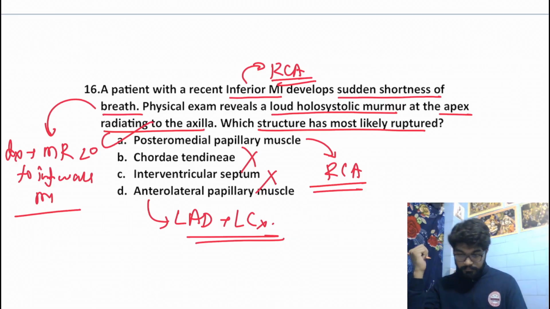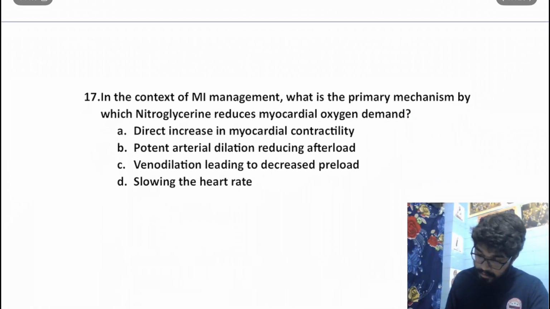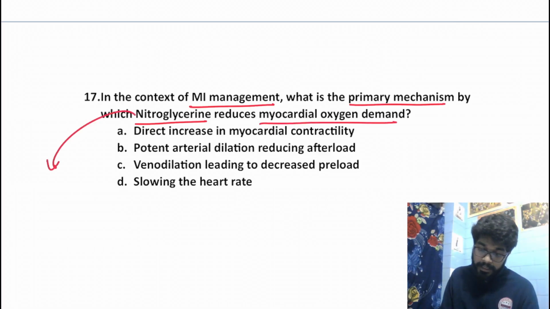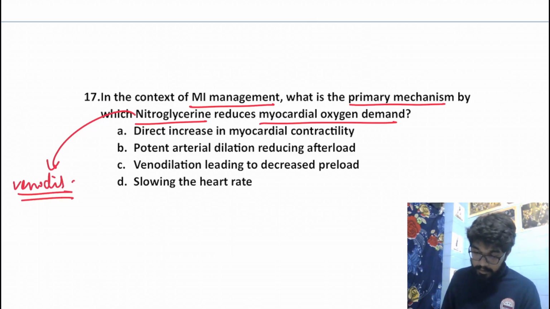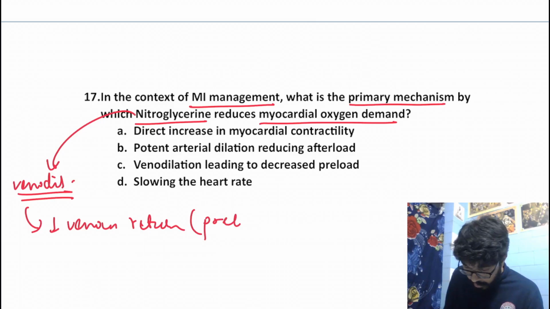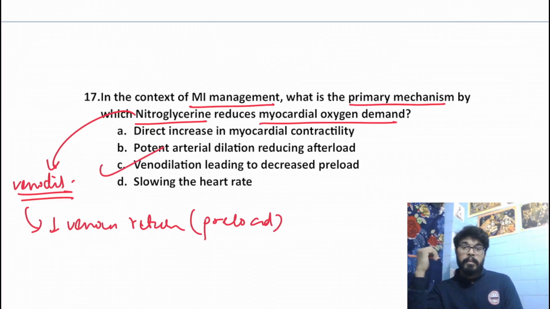Okay. Moving on to the next question. In the context of MI management, what is the primary mechanism by which nitroglycerin reduces myocardial oxygen demand? We all know that nitroglycerin causes venodilatation, right? Venodilatation would result in decreased venous return or decreased preload, right? Decreased preload. Our answer should be option C.